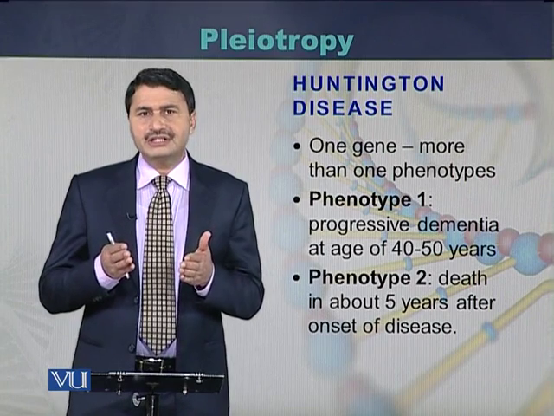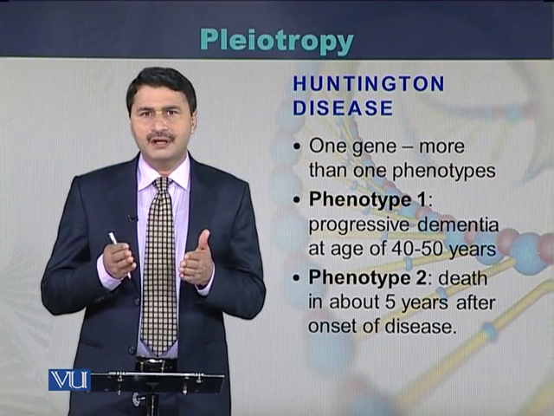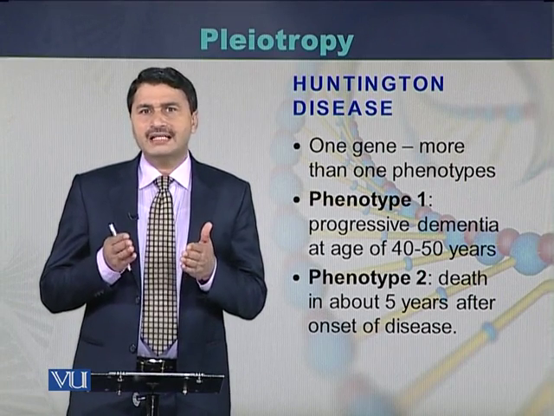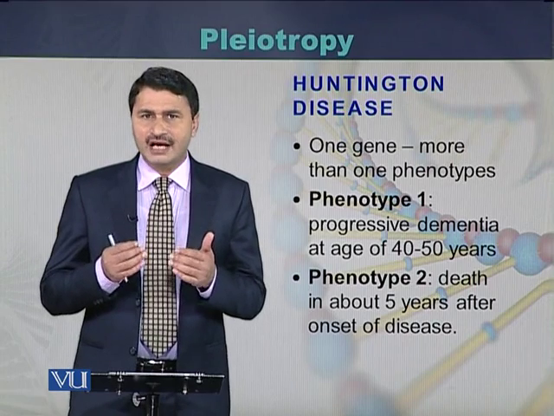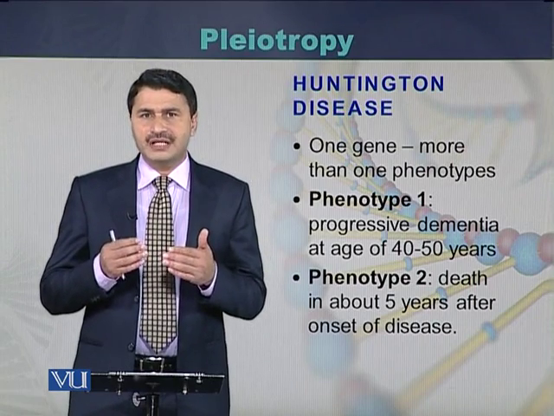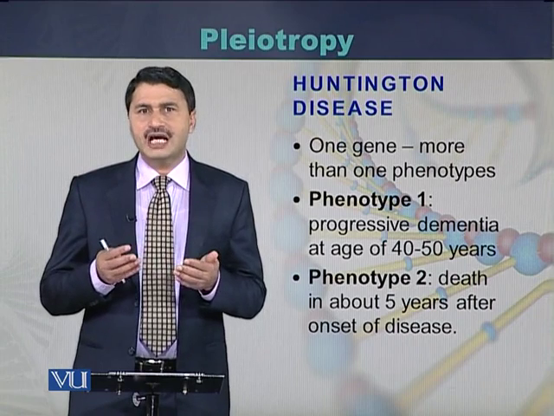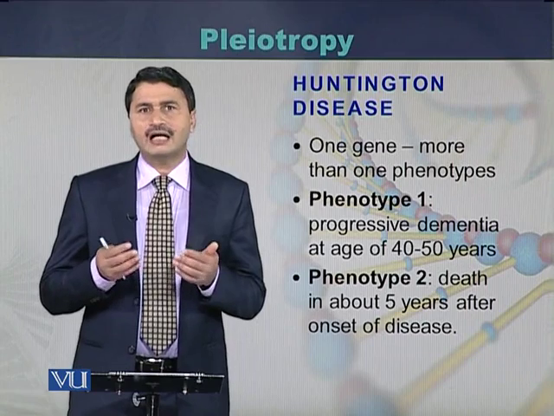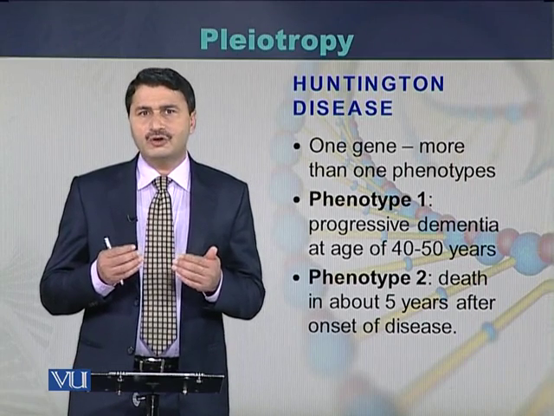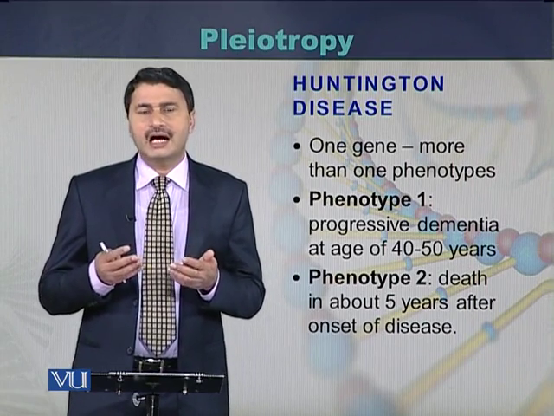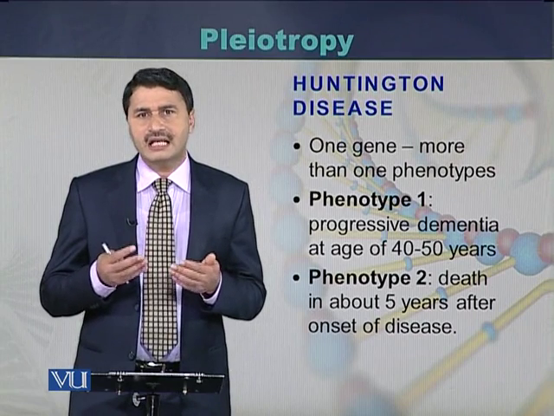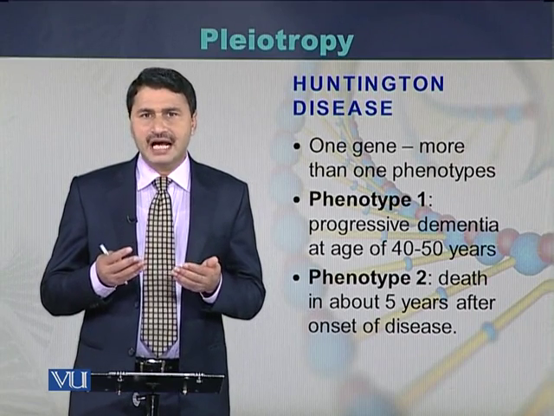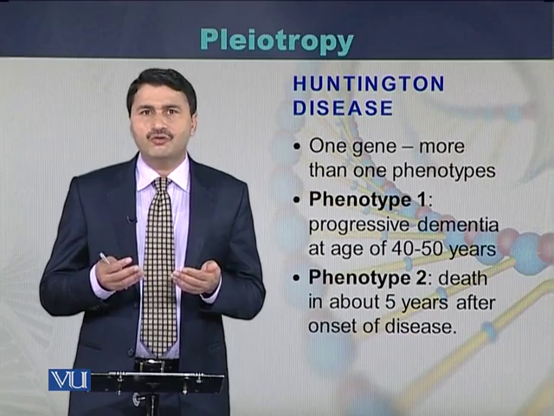Huntington disease has two phenotypes which are produced by a single gene. In phenotype 1, the patient survives and dementia appears at the age of 40 to 50, while on the other hand there is a second phenotype in which, once Huntington disease appears in a patient, the patient will die within the next 4 to 5 years.